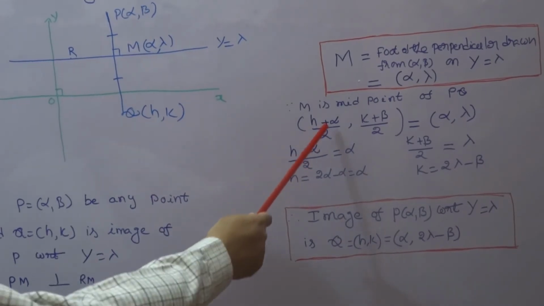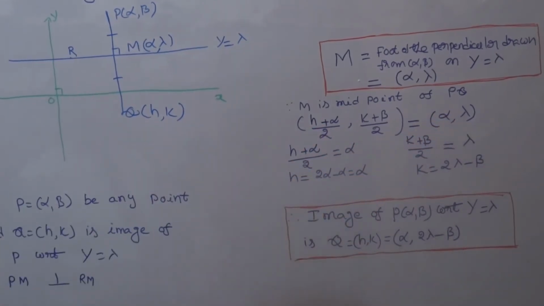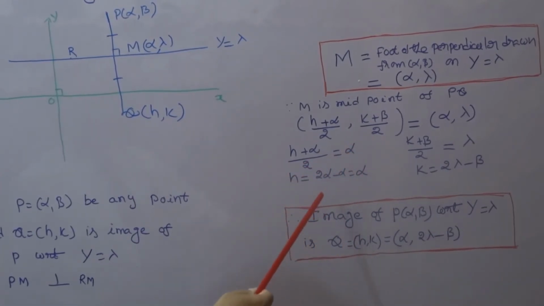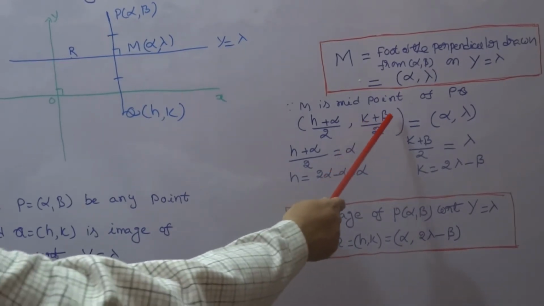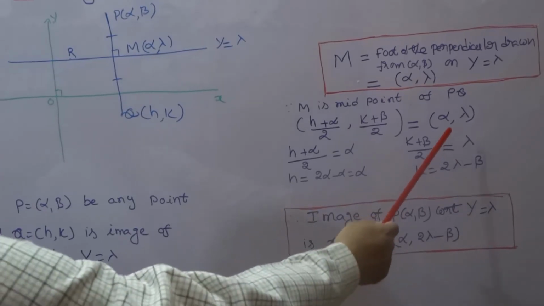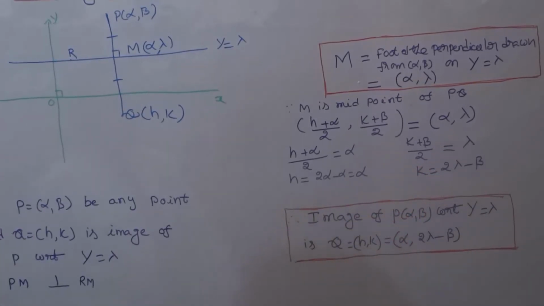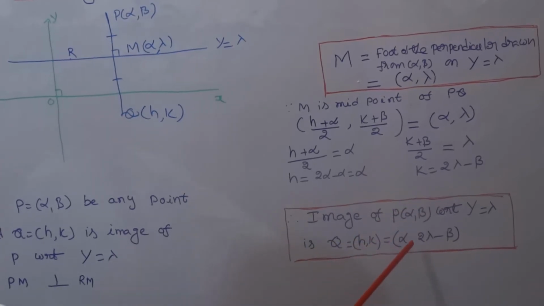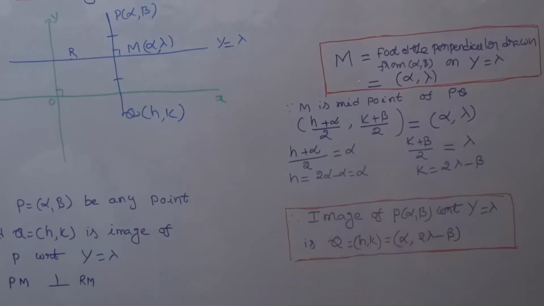So (h plus alpha)/2 is equal to alpha. Hence h plus alpha is equal to 2 alpha. h is equal to 2 alpha minus alpha, that's equal to alpha. (k plus beta)/2 is equal to lambda. k plus beta is equal to 2 lambda. k is equal to 2 lambda minus beta. Hence, the image of P(alpha, beta) with respect to the straight line y is equal to lambda is Q(h, k), that is (alpha, 2 lambda minus beta).